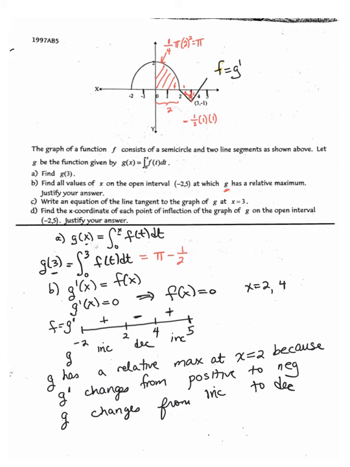Now, let's look at part C. Part C says, write an equation of the line tangent to the graph of g at x equals 3. So this is a very popular question. To get the equation of the tangent line to the graph of g, we need the derivative of g at 3, and the point, what the value of g of 3 is. So let's move on to the next page.